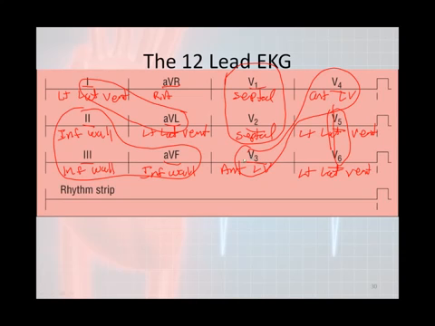Last thing I want to talk about here is the rhythm strip. The rhythm strip usually is going to be printed down here on the bottom at the same time that all of these leads are printed across the top. Now, the nice thing about the rhythm strip is it helps you interpret the rhythm. And normally, the rhythm strip is either lead 2 or, very commonly, lead V1.